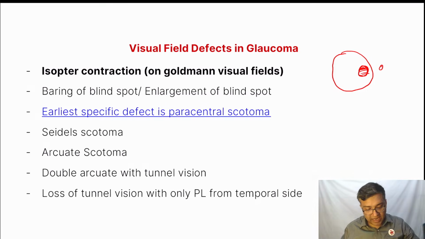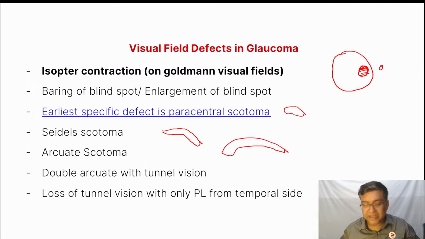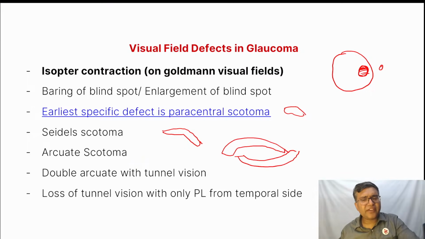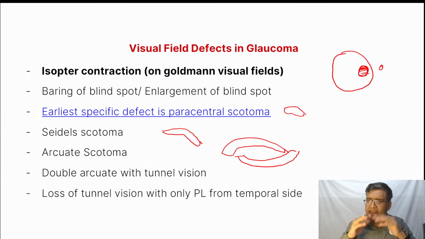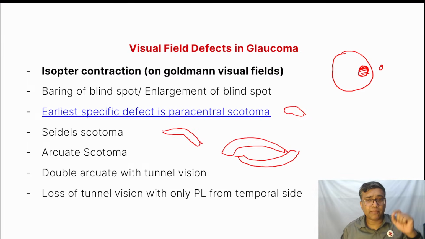But remember, whenever you are having an isopter contraction or an enlargement of blind spot, it can also be because of some other conditions, which was also a question that I will tell you in the next slide. The first specific defect that you see in these patients is a paracentral scotoma, and that can lead to a sickle shape later on, that is called a Seidel scotoma. That would go to the horizontal midline and cause an arcuate scotoma. That would have a second one going in the inferior part as well, that is called double arcuate scotoma. And last there would be only tunnel vision, and even after that there would be complete blindness. So these are the various important field defects in chronological order for glaucoma.